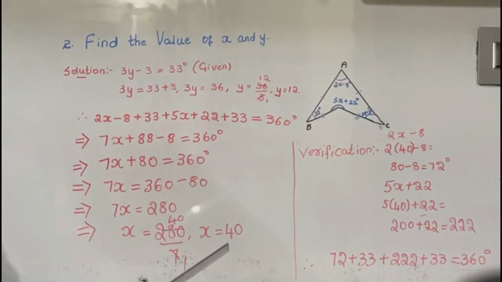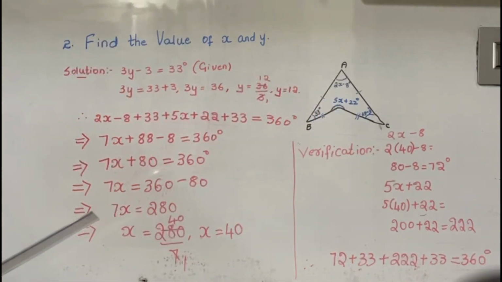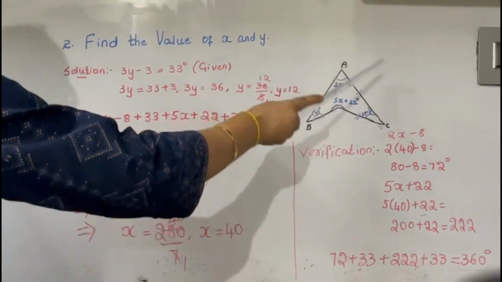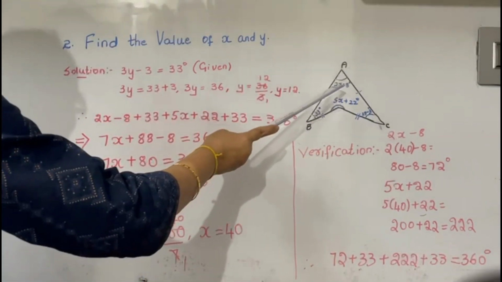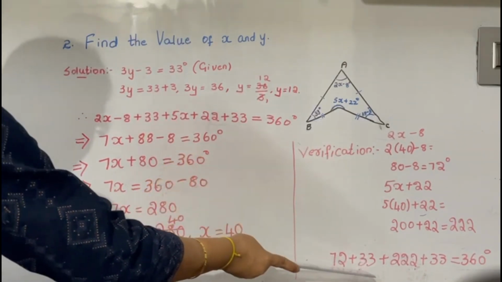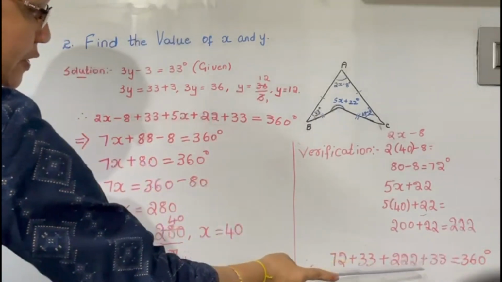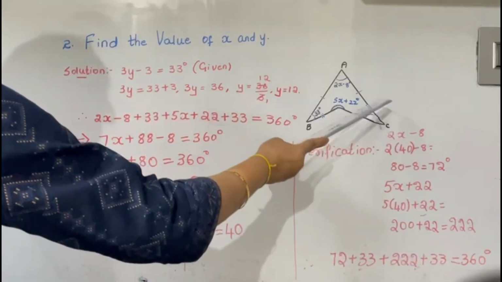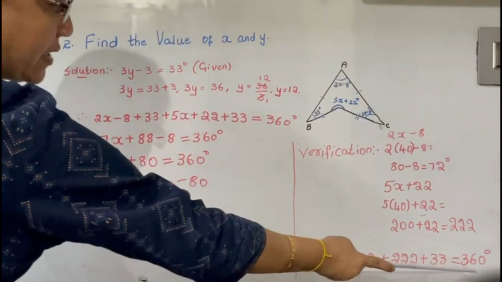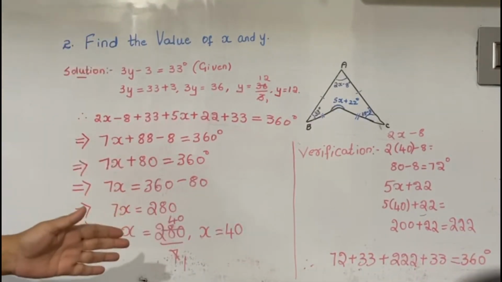222. Now, I am substituting all the values in this quadrilateral, that is a four-sided figure. See, look here. 2x minus 8, I got the value as 72, plus 33. For this one, I got 222. 222 plus 33 is equal to 360. So, what we have done is the right answer.